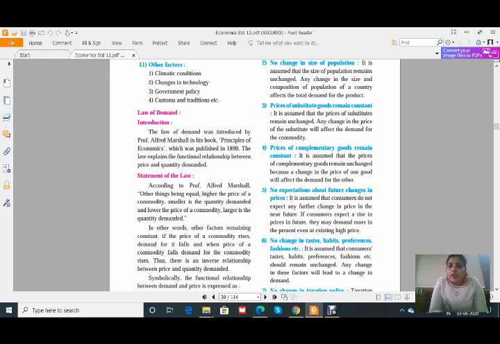Same way in the substitute goods, just like the complementary goods also, that means price of one good will affect the demand for the other. For example, already I have explained you this for car and fuel. If the price of petrol increases, demand for car becomes less, and therefore price of complementary goods remain constant. Then the fifth one is no expectation about future changes in prices.